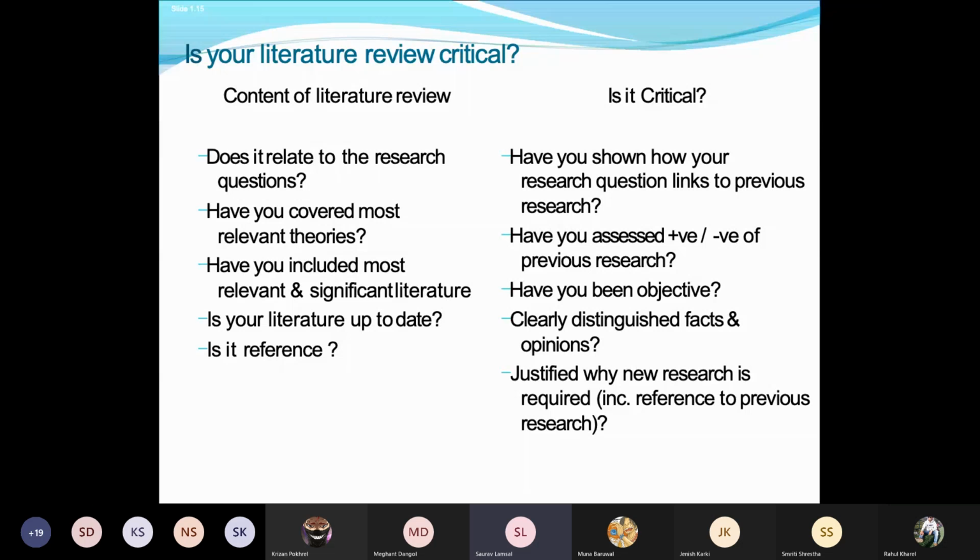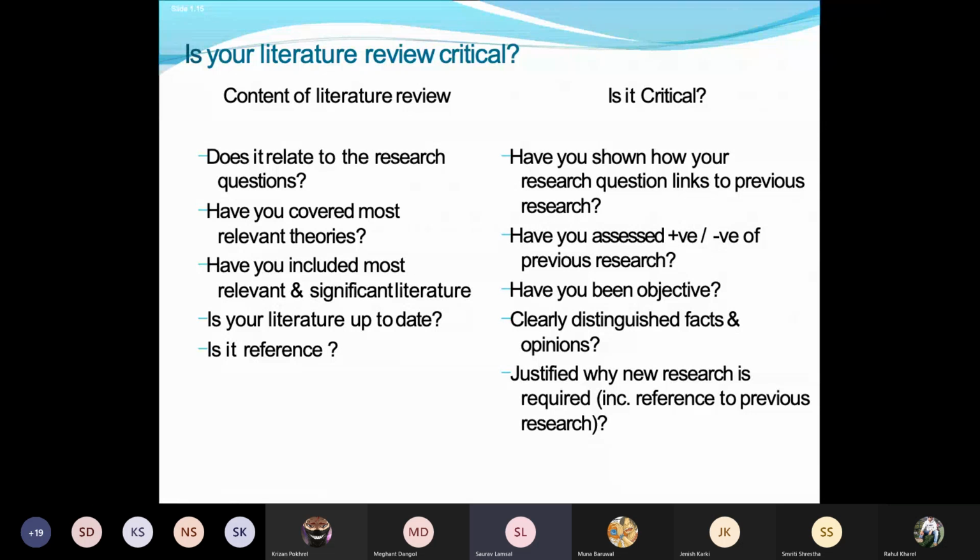And lastly, is your literature up to date, and is it referenced? Whether it has been referenced by other research or not, so that the validity of the research can be justifiable. Justify why new research is required. Clearly distinguish fact and opinion. Justify why new research is required. So these are certain things you consider while reviewing the literature, whether you review the literature critically or not.